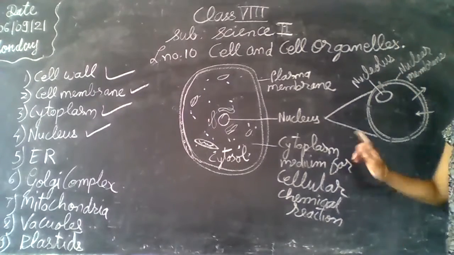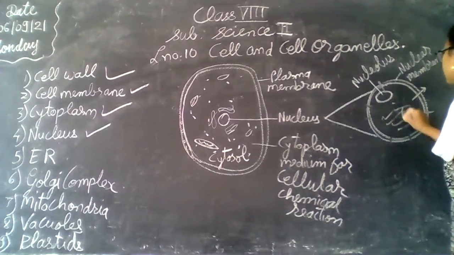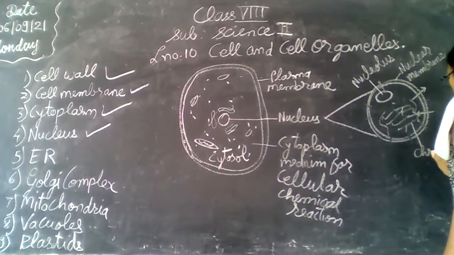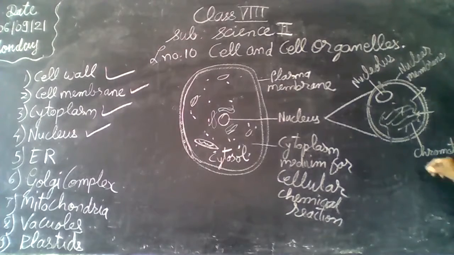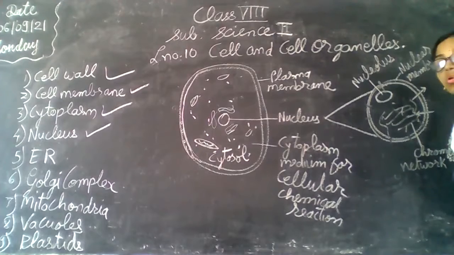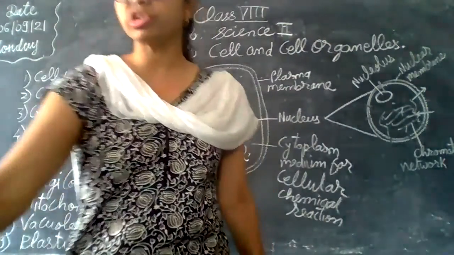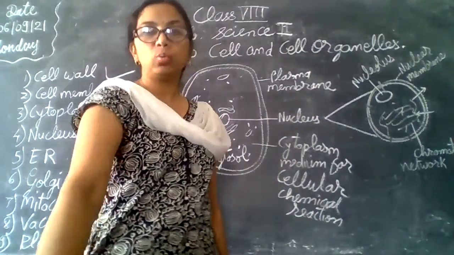Nucleolus is present inside the nucleus, and a network of chromosomes inside, that is the chromatin network, we can say. Chromatin network includes all the chromosomes, DNA, genes that are going to decide our body structure. Each and every cell is having this chromatin network.